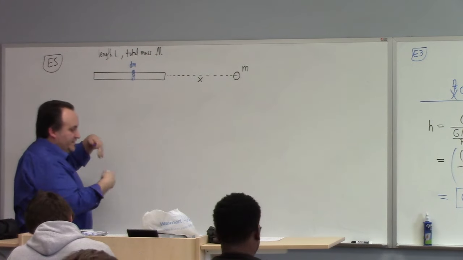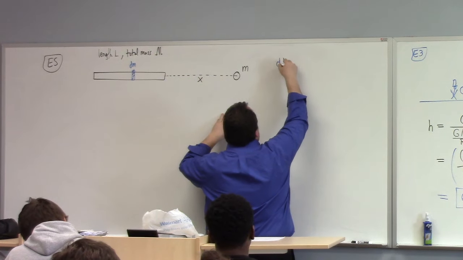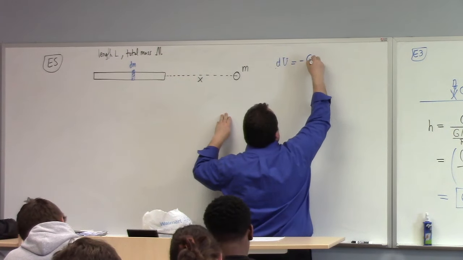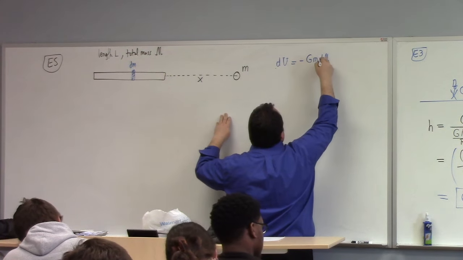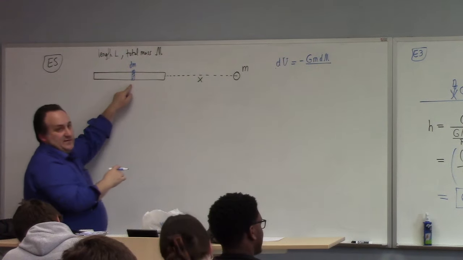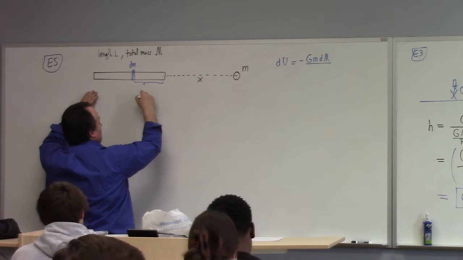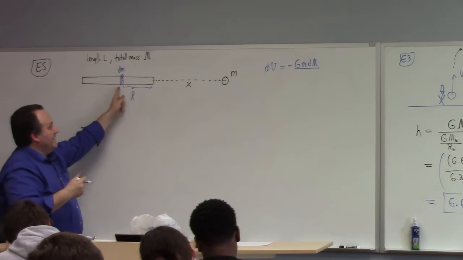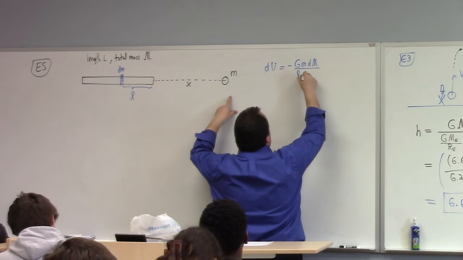So the little bit of potential energy it takes, I'll use U for potential energy, dU, would be equal to minus G, the mass, times the little bit of big M, and then the distance. Now I need to describe that distance, so let's introduce another variable here. Let me call it little L. So the distance between dm and m is little L plus x. Do you guys agree?